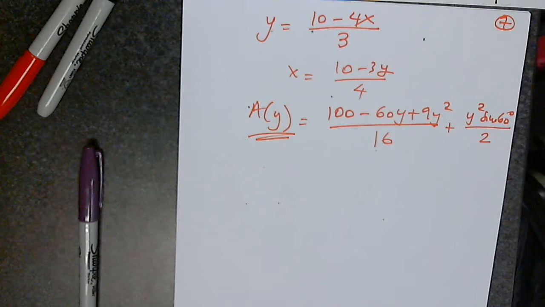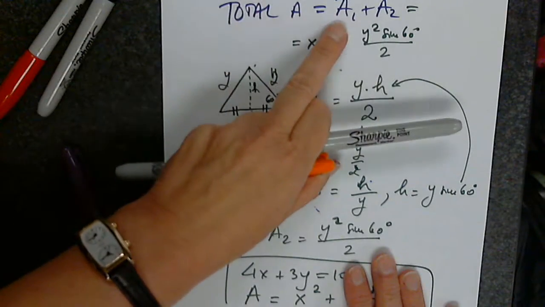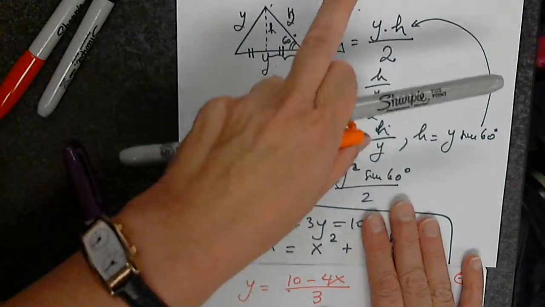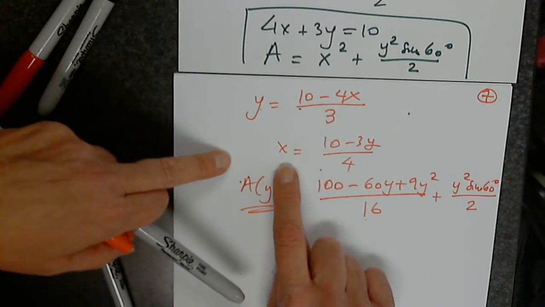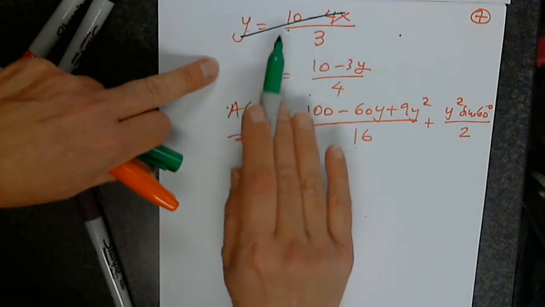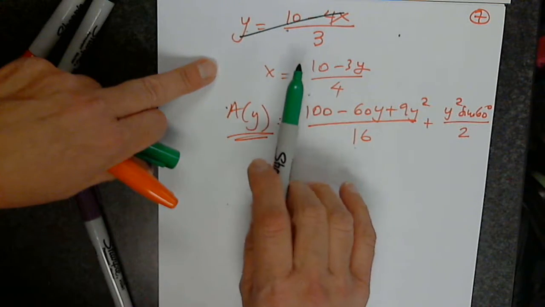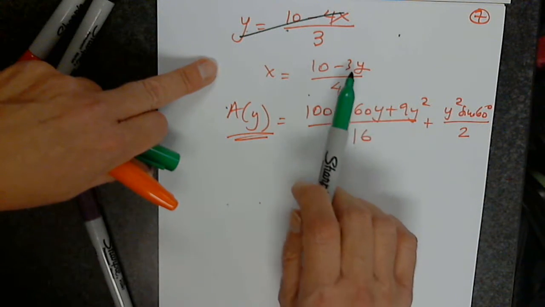Any questions on what we just did? It's not done. I only have the function that represents the total area. So let's summarize. I do have 4x plus 3y equals 10. I do have the area of this, which is x squared. And I have the area of this, which is y squared sine 60 over 2. So now I solve this equation for x. So I have 10 minus 3y over 4. And I plug it in x squared. So I have to square. The denominator is 16, and the numerator, the first term squared minus 2 times the first times the second, minus 60y, plus the second term squared.